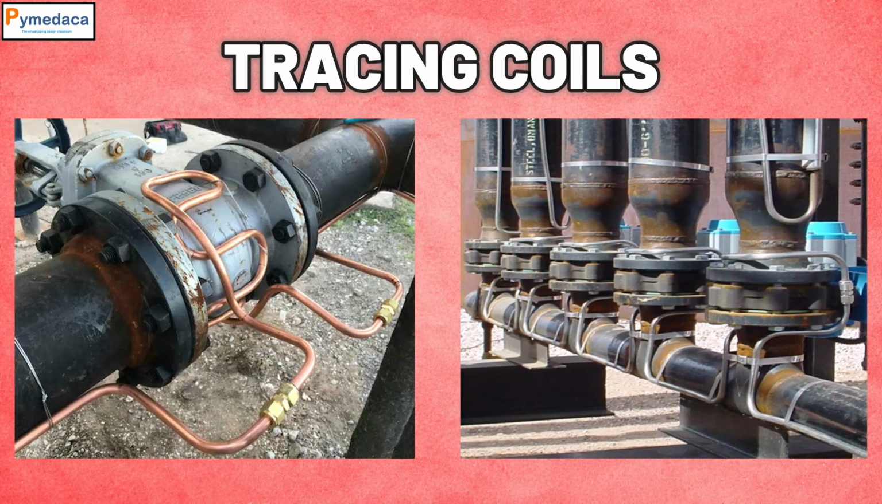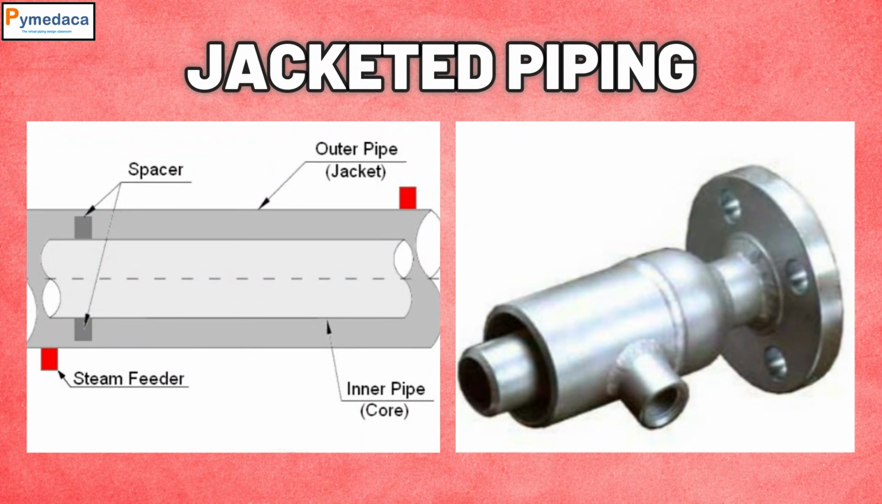Let's talk about the mechanical arrangements. In terms of arrangements, we have three categories. One is tracing coils. Tracing coils are nothing but heat tracing pipes coiled over the pipes and equipment or any body where the temperature needs to be maintained, even for the valves and instruments as well. By providing these coils, you will be supplying the steam inside these pipes, so that steam will help you to maintain and increase the temperature of the body.